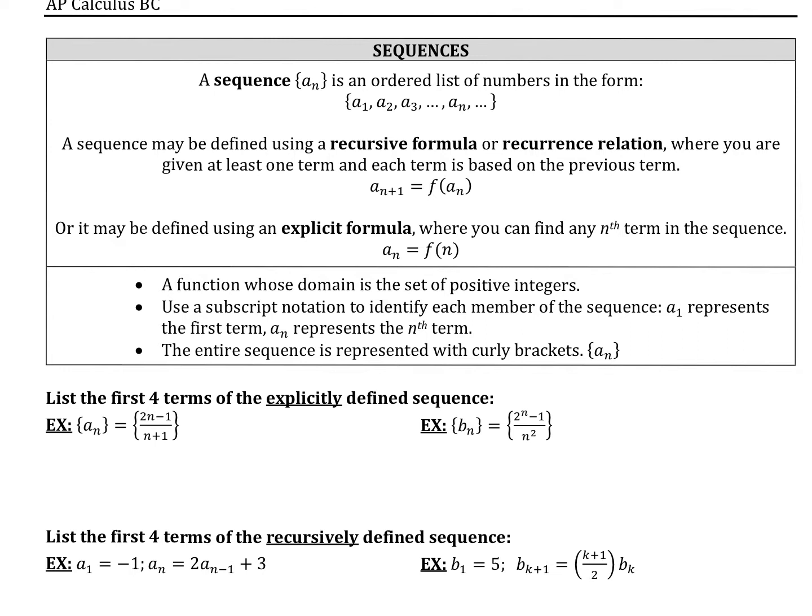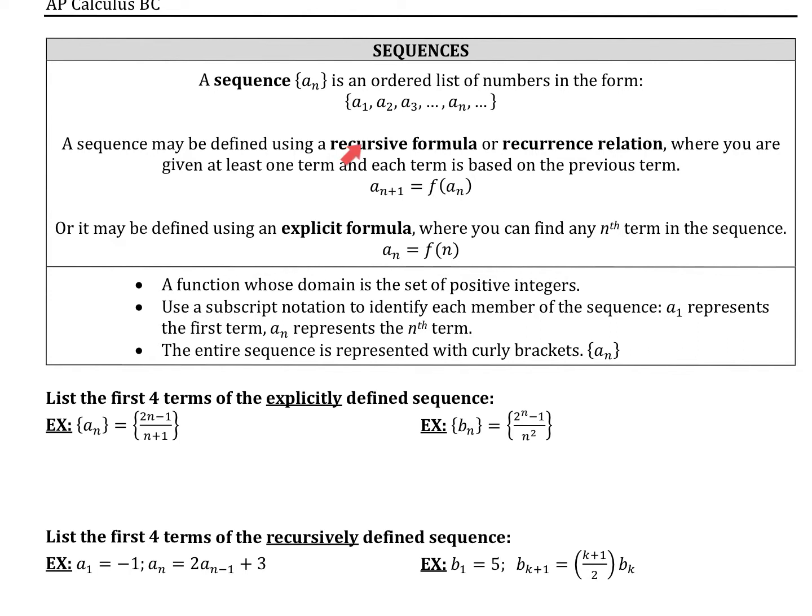So a sequence is an ordered list of numbers. And the ordered list of numbers goes A sub 1, then A sub 2, and A sub 3, all the way up. It just keeps going. And what these little subscripts mean is they represent the term number or the place in the sequence that value is.